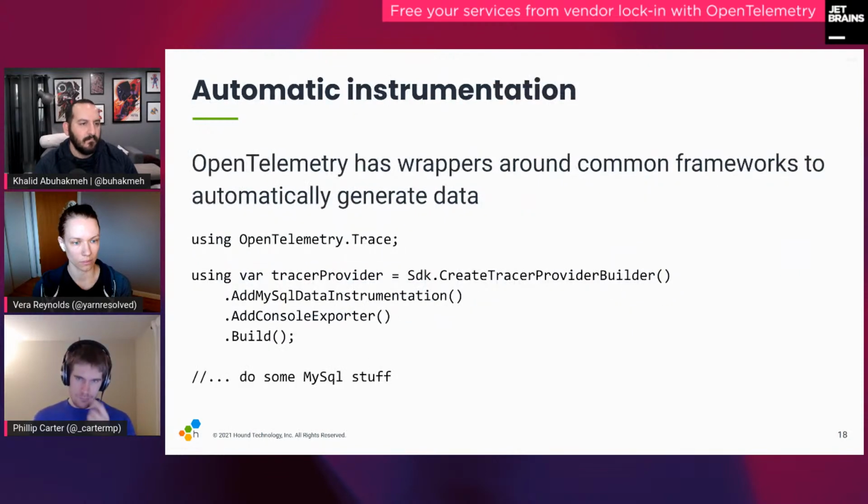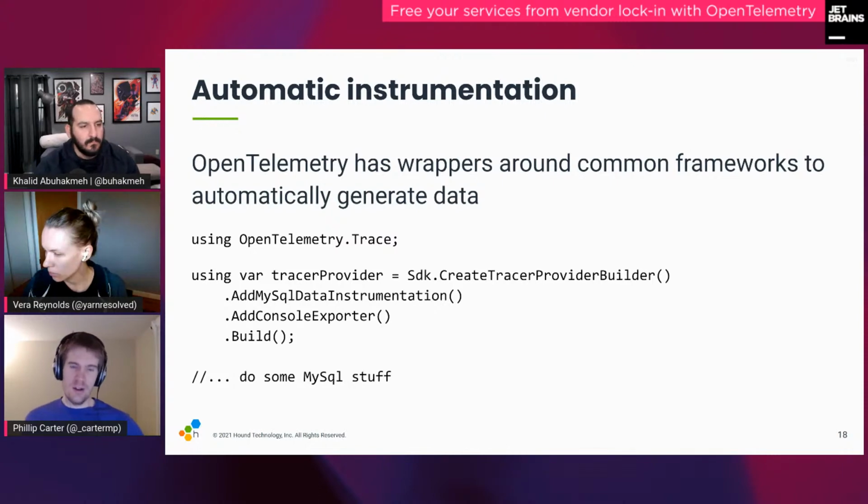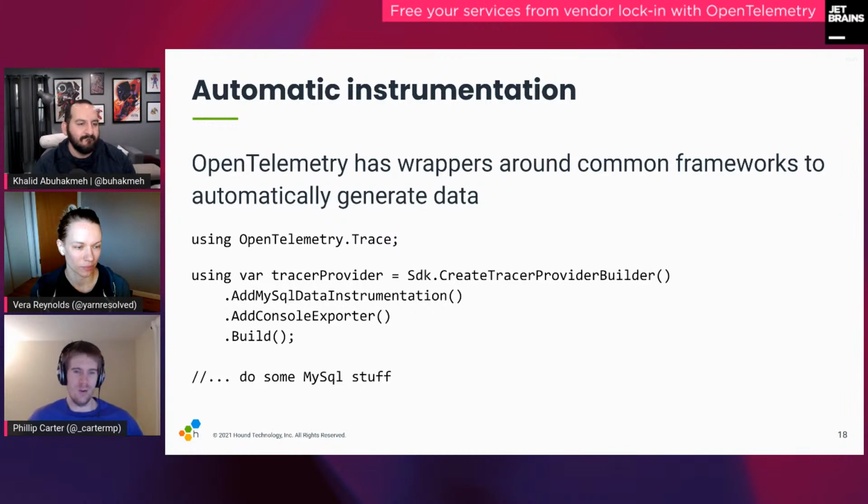Speaking of automatic, there's automatic instrumentation. So this is just wrappers around frameworks and libraries that generate data. So in this case, I'm creating what's called a tracer provider, again, another API concept. And there's a little line of code that says add MySQL data instrumentation. This will wrap the wrapper around MySQL. I forget the name of the library, but it's like the standard library for interacting with MySQL in .NET.